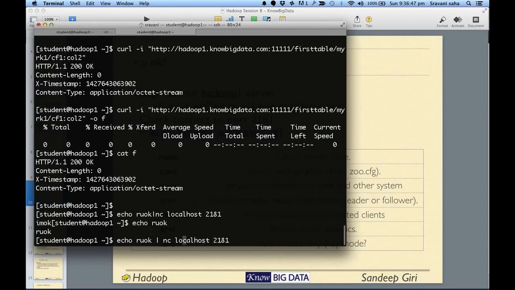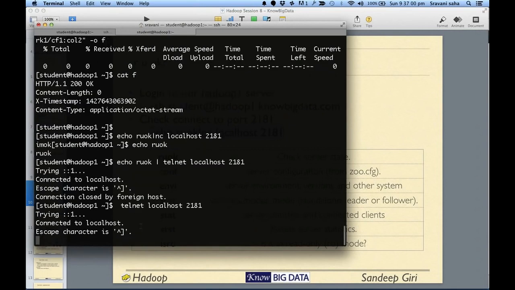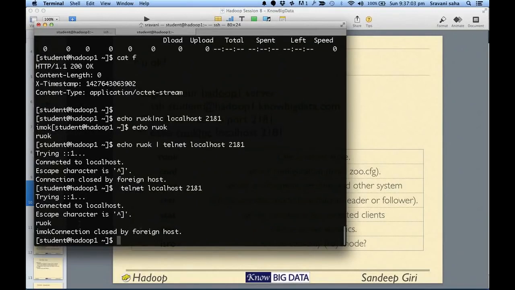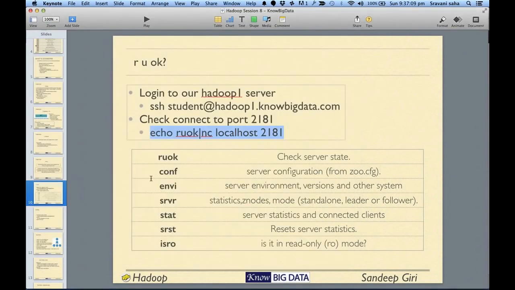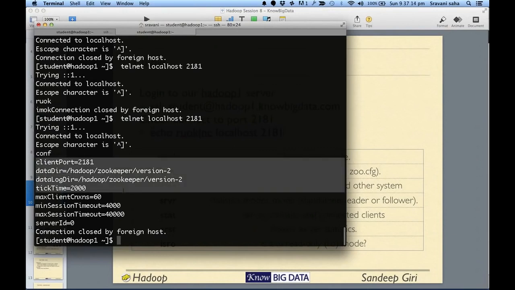nc is like your telnet. And we can actually try telnet also. Telnet basically connects you to this, and we can try to do this. Are you okay? See, it says "I am okay." Similarly, we could say things like conf, and it gives us the configuration.